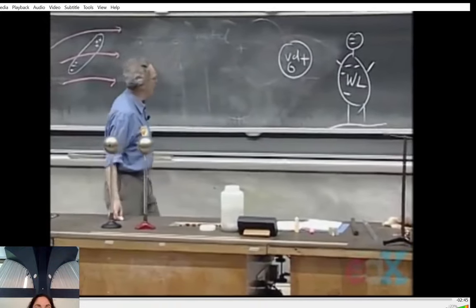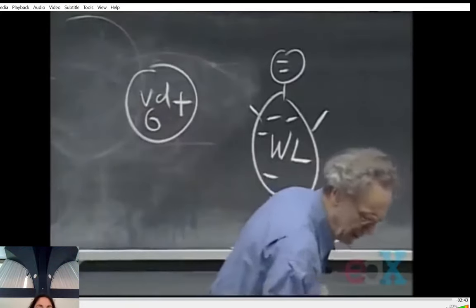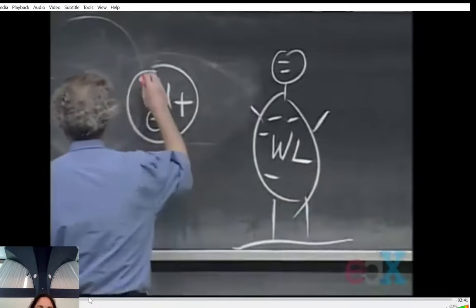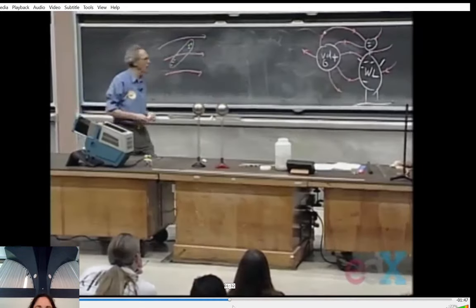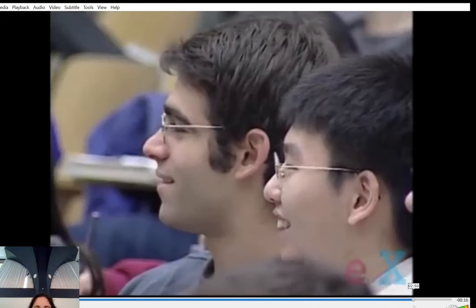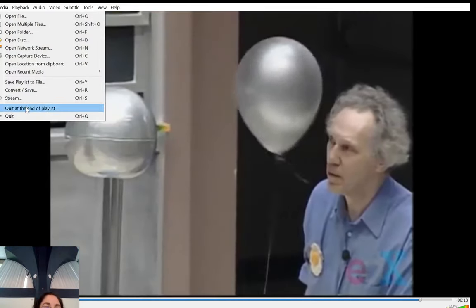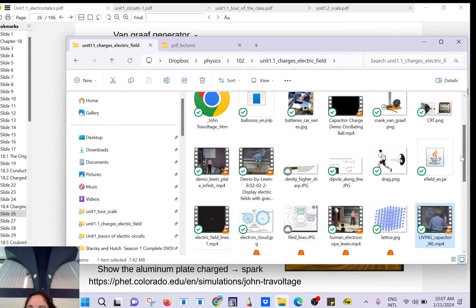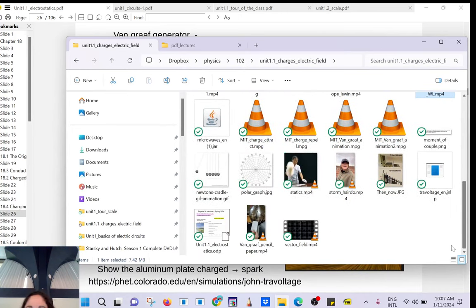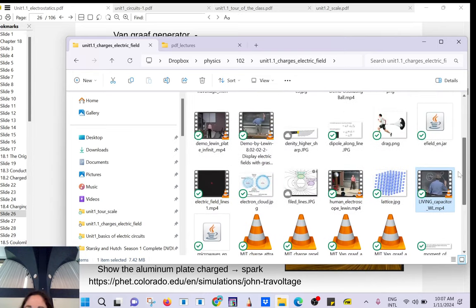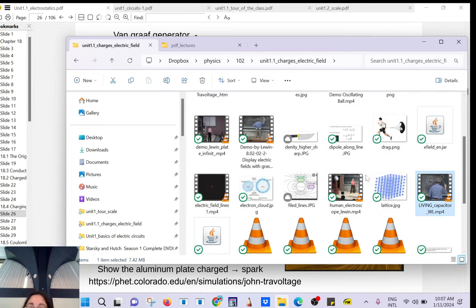What will the field lines do? Oh, they will be extremely complicated. Very complicated. But take off relatively slowly when it hits the floor. No, that's not the one. Living capacitor, no, this one.